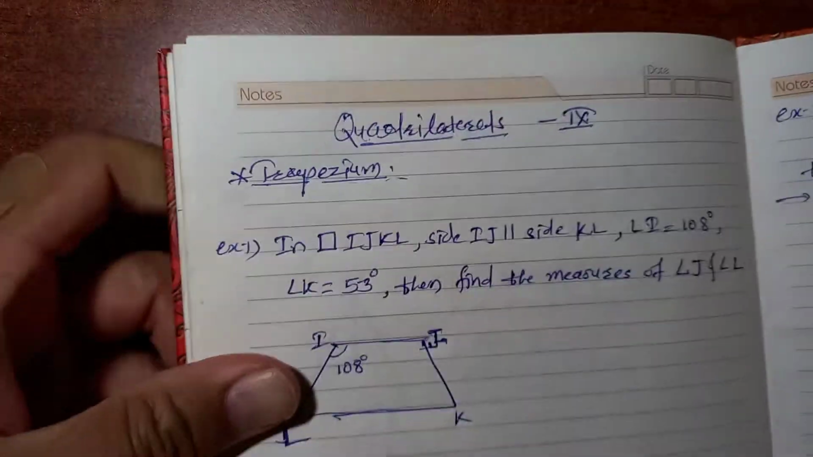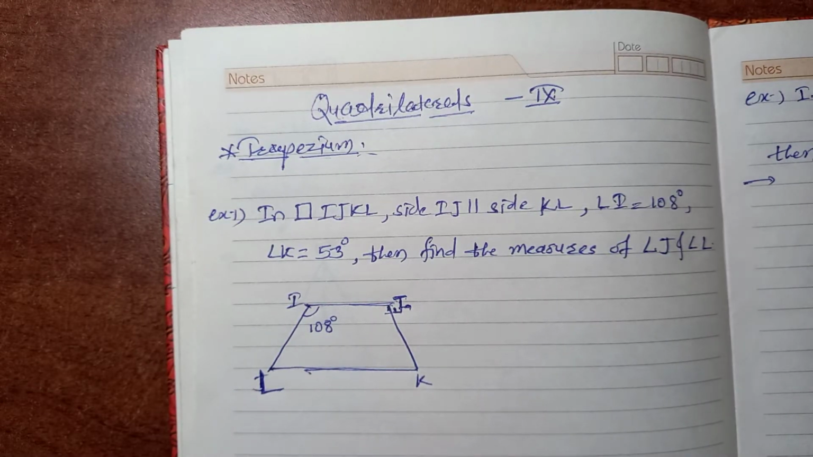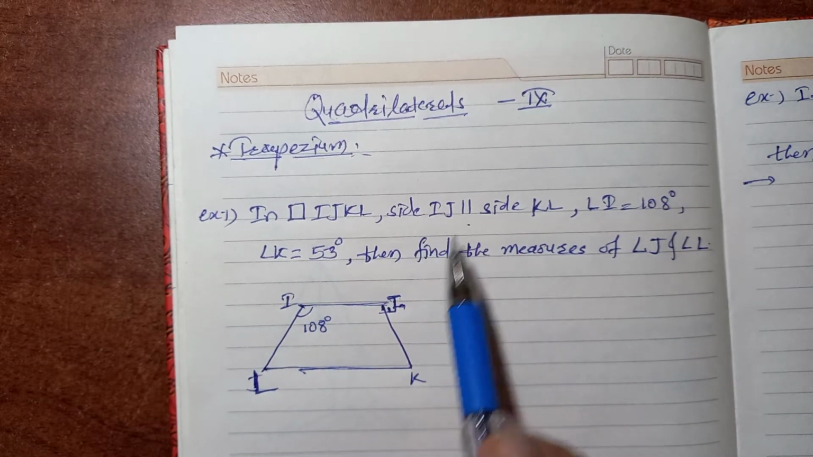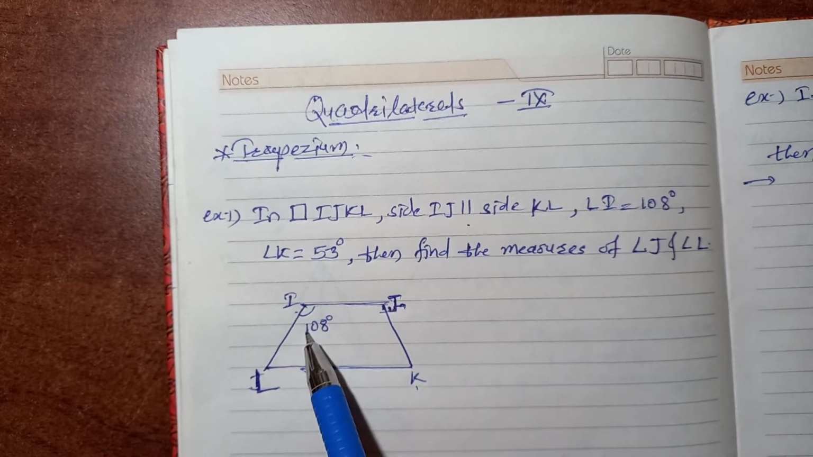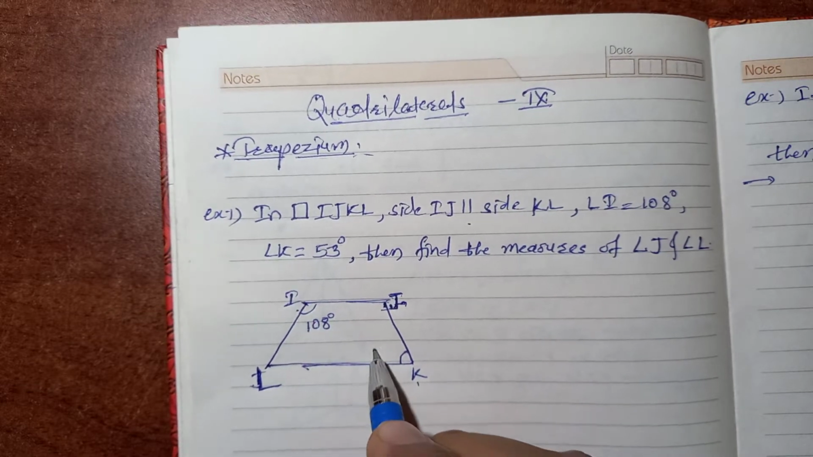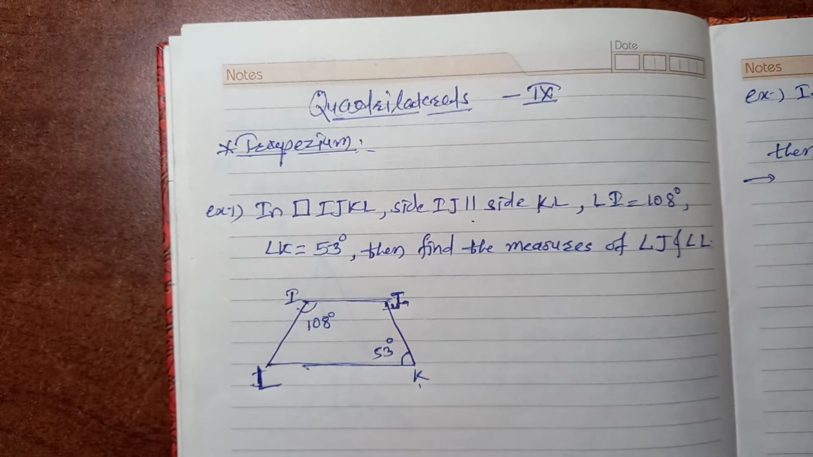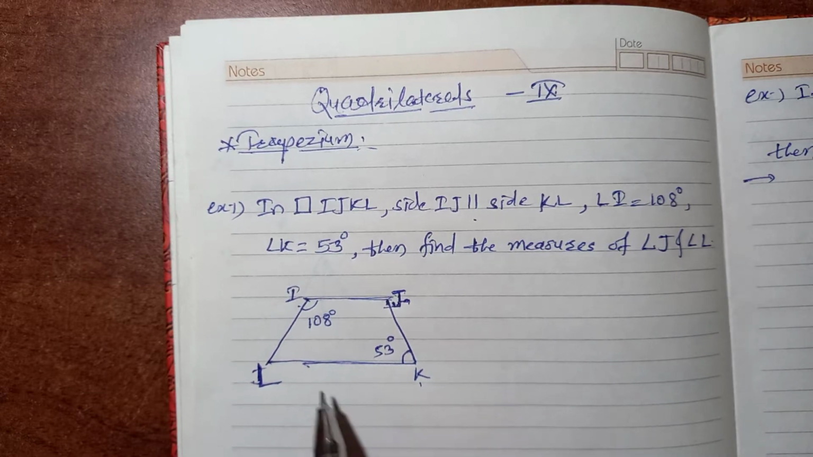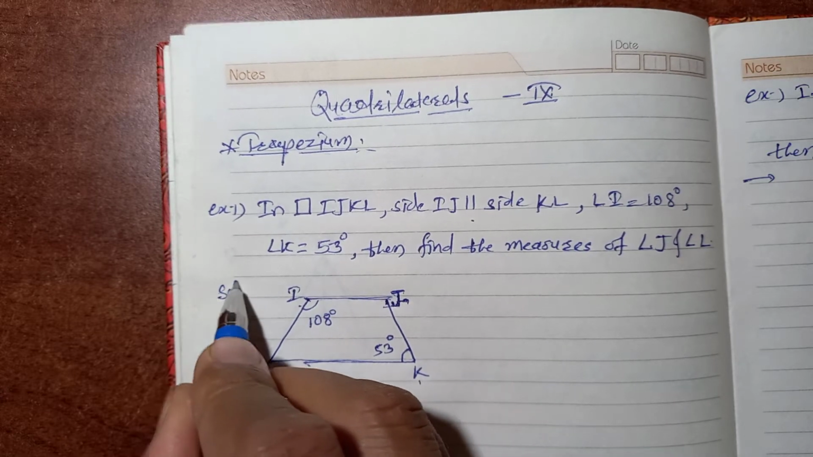See here, the first one. This IJKL is a trapezium. Side IJ is parallel to KL. Angle I is given as 108 degrees and angle K is 53 degrees. Then find the measures of angle J and angle L. These two angles you have to find. It is a very simple solution.